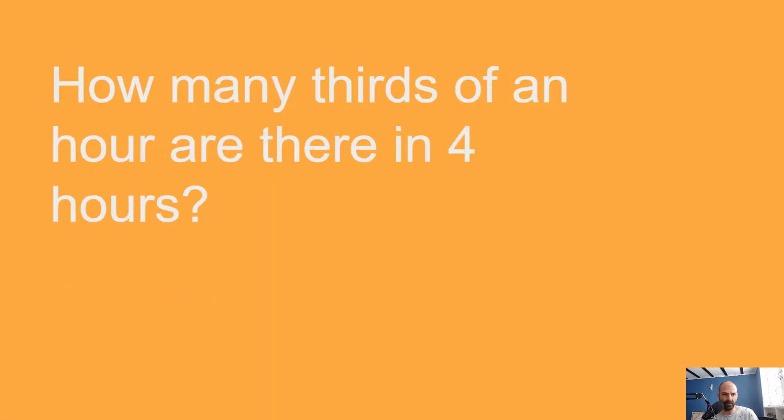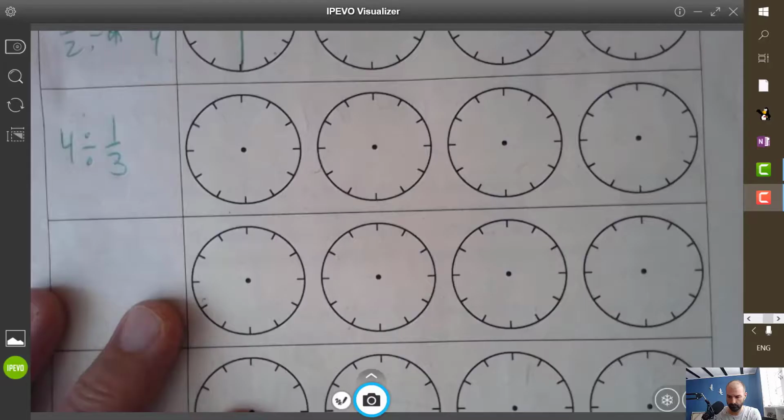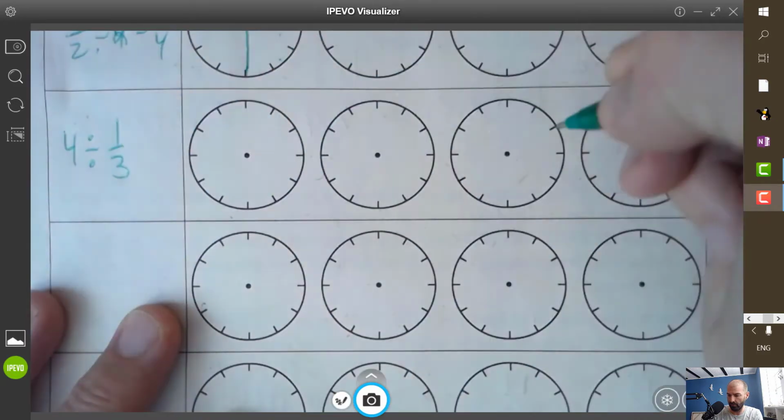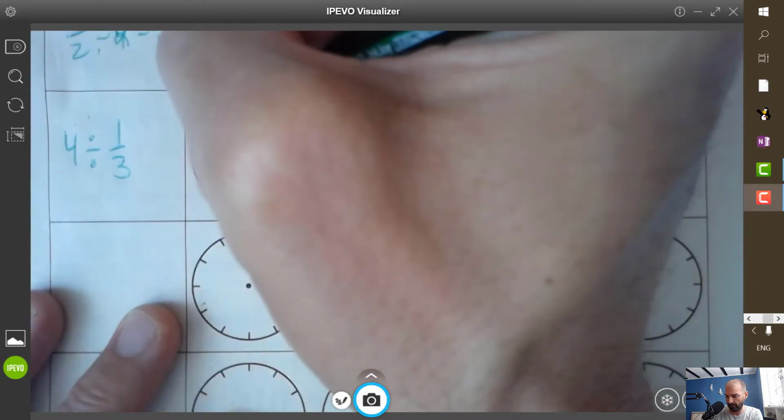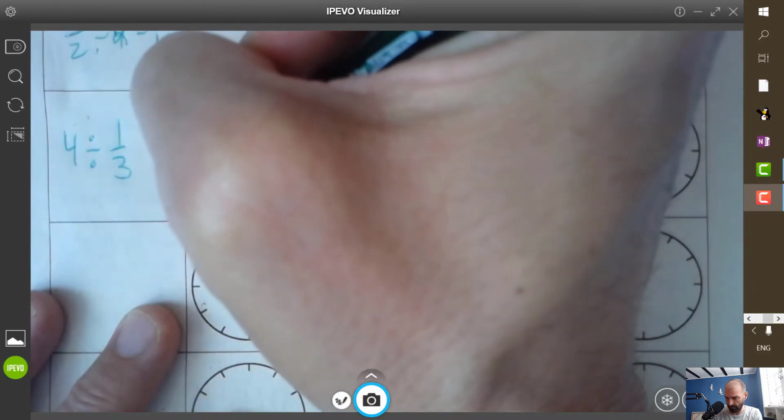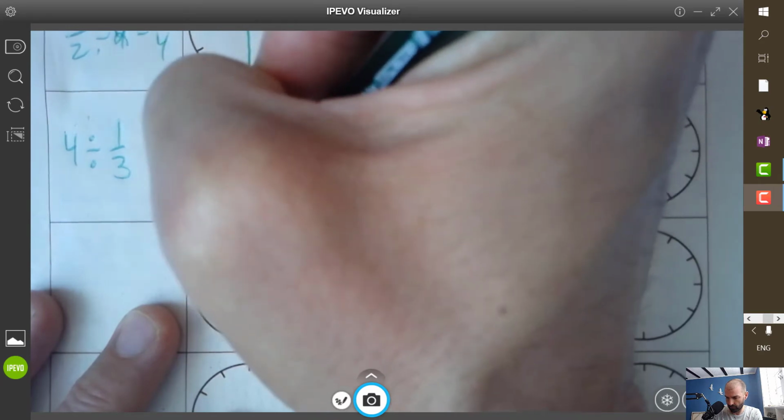How many thirds of an hour are there in 4 hours? What is this problem? 4 divided by 1/3. All right, so we have 4. So here's our 4 hours, and we're looking at thirds. That would be what, 20 minutes? So here.